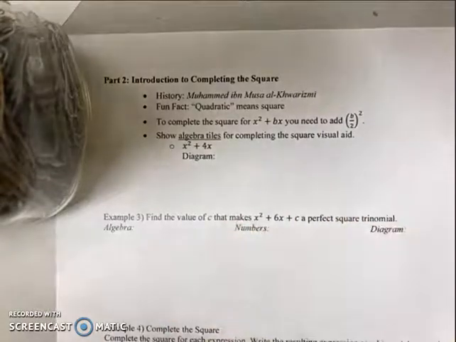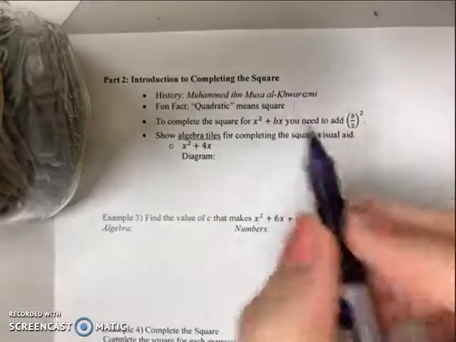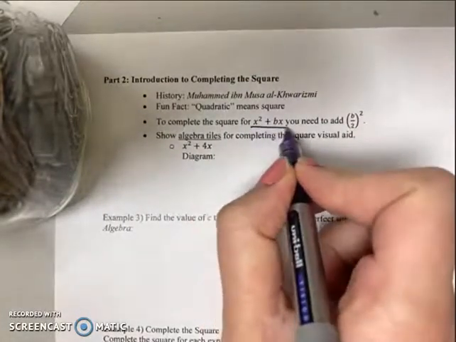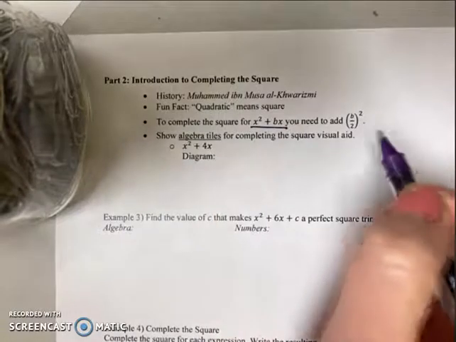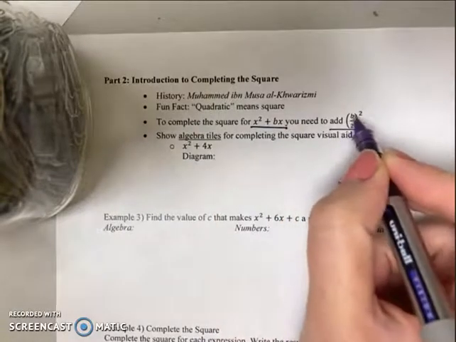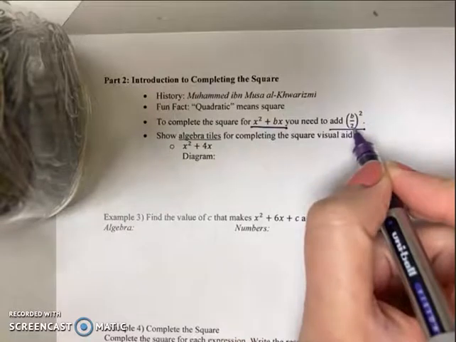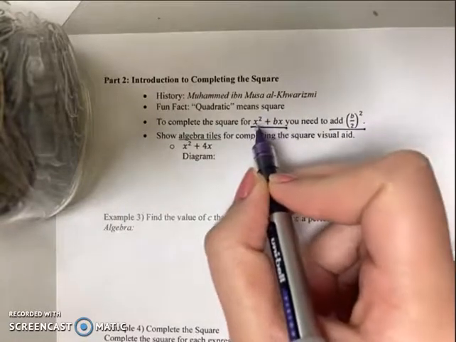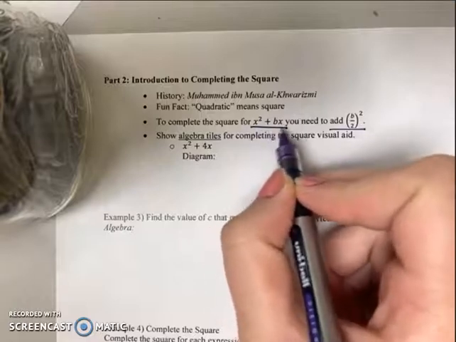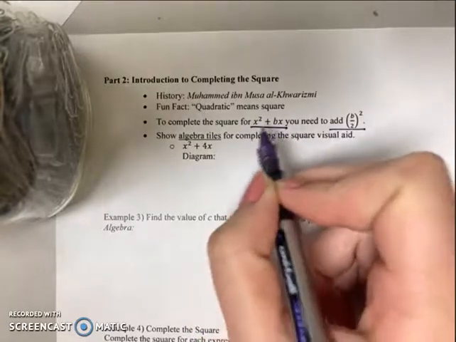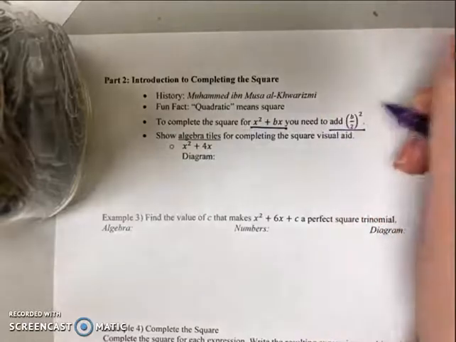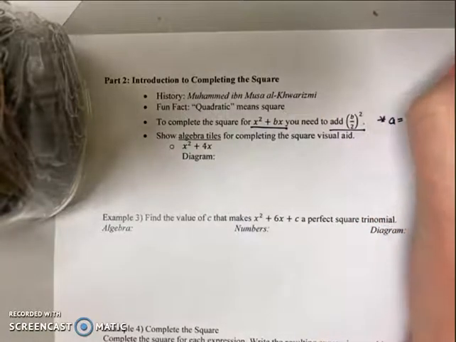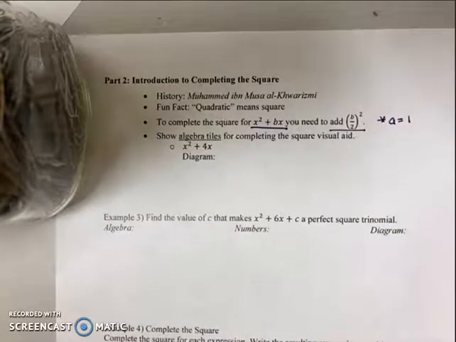Now, algebraically, that means in order to complete the square for something written in the form x squared plus bx, we would need to add (b over 2) being squared. So it must be in this form, x squared plus bx, in order for us to complete the square, meaning a must equal 1. So I'm going to write that. A should equal 1 if we're going to be completing the square.